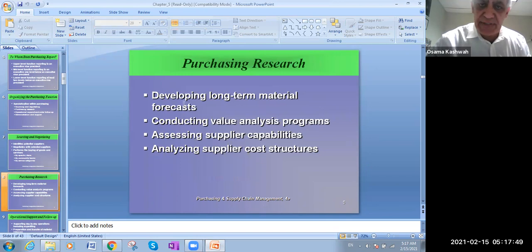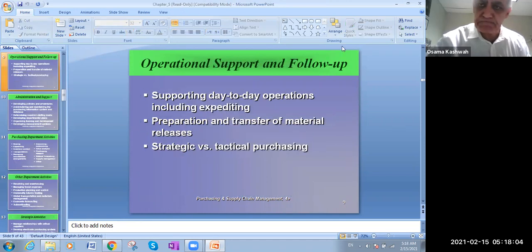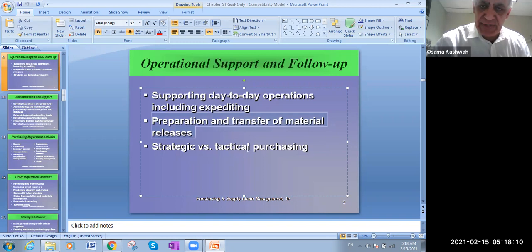Purchasing research: developing long-term material forecasts, conducting value analysis programs, assessing supplier capabilities, analyzing supplier cost structure. This is another point. Supporting day-to-day operations, preparation and transfer of materials, strategic versus tactical purchasing. And this is another point.